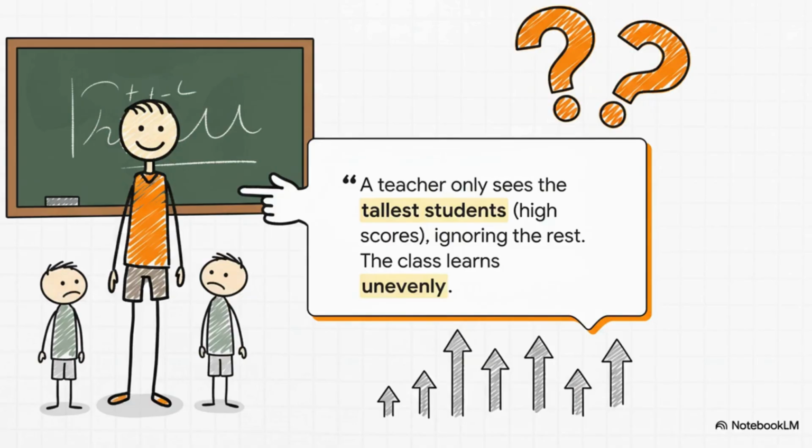Imagine a classroom with a bunch of really tall students and a bunch of really short students. The teacher, that's our training process, can only see and pay attention to the tallest kids, the scores that got that nearly 100% probability. So what happens to everyone else? They're completely ignored. They never get a chance to contribute, and the whole class learns unevenly.